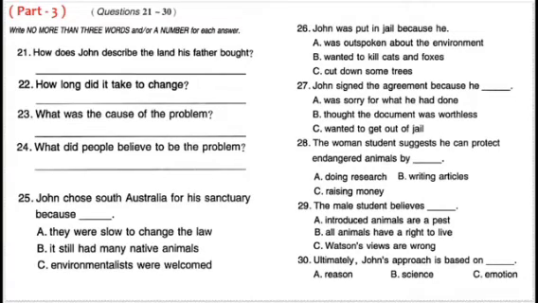Exactly. Before you hear the rest of the talk, you have some time to look at questions 25 to 30. Now listen and answer questions 25 to 30.